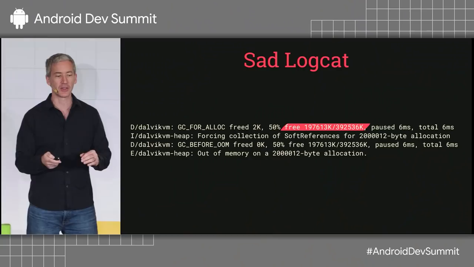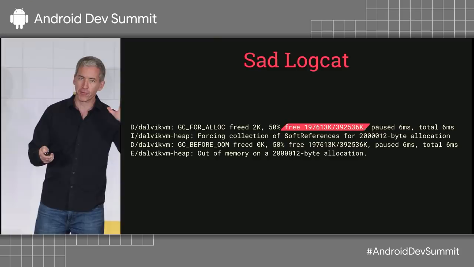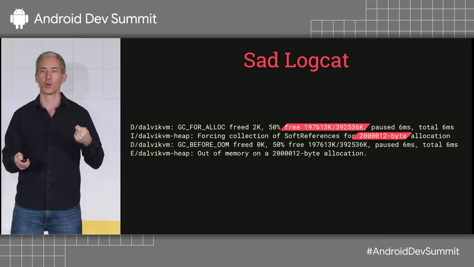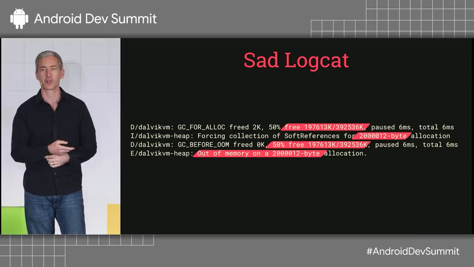Yes, right here. This is beautiful. It says, okay, you have 200 megs free out of 400, and we're forcing a collection so that we can make room for a 2 meg chunk, and we're trying really hard to do that, and we ran out of memory. So we cannot find space for 2 megs out of 200, because apparently Dalvik was really bad at math.